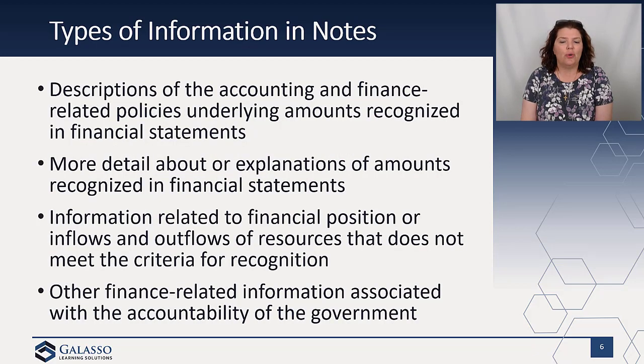So what do we think should go in the notes? And when we talk about notes, we're not just talking about narrative items. They can be quantitative, they can be explanations, and they don't have to always be in dollars. So what do we expect to see in the notes? Descriptions of the accounting and finance related policies underlying the financial statements, so we understand how they recognize them. More detail or explanations about the amounts that are in there. Information related to financial position or inflows or outflows of resources that does not meet the recognition criteria. So sometimes it doesn't meet the criteria to be recognized, but we still want to have additional information related to those inflows and outflows. And then any other finance related information associated with accountability of the government.